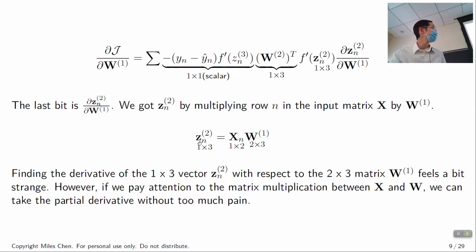Okay, so if we think about the dimension of the nth row in Z2, we're looking at one row in Z2, Z2 being n rows and three columns. If we're looking at just one row, that's a 1 by 3. The result here, though, is the product of the nth row in x, multiplied by our first weight matrix, which is 2 by 3.